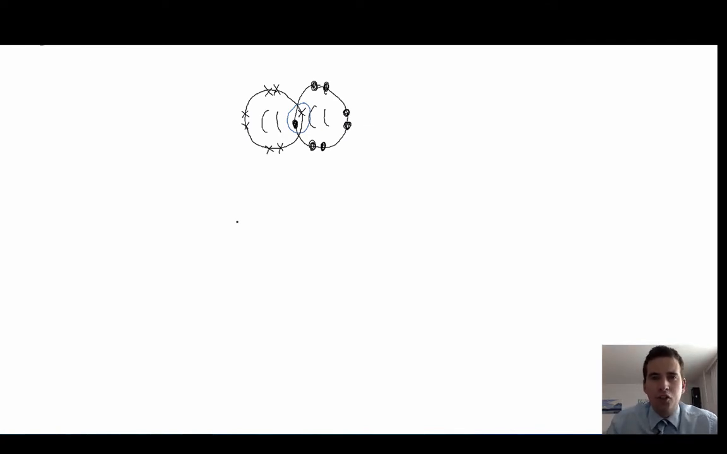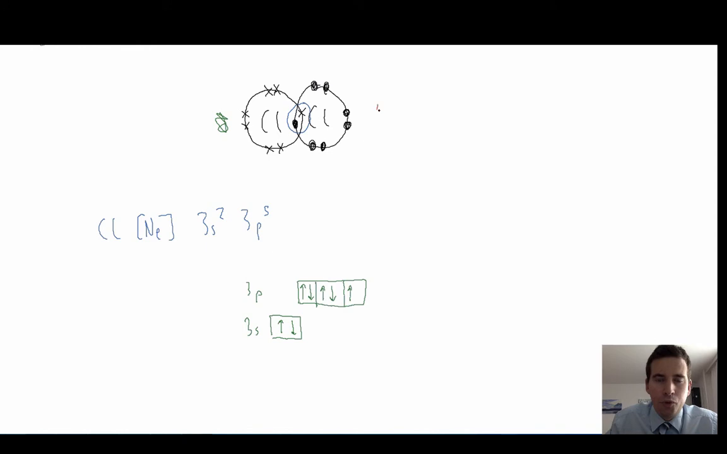Let's look at this in terms of your more advanced knowledge of electronic structure. The electronic configuration of chlorine is 3s2, 3p5. I'm going to draw the orbital diagrams for these two atoms. This atom I'm going to do in green. I'm only going to do the diagrams for the third shell, because the outer shell is where bonding occurs. I'm going to draw this atom in red.